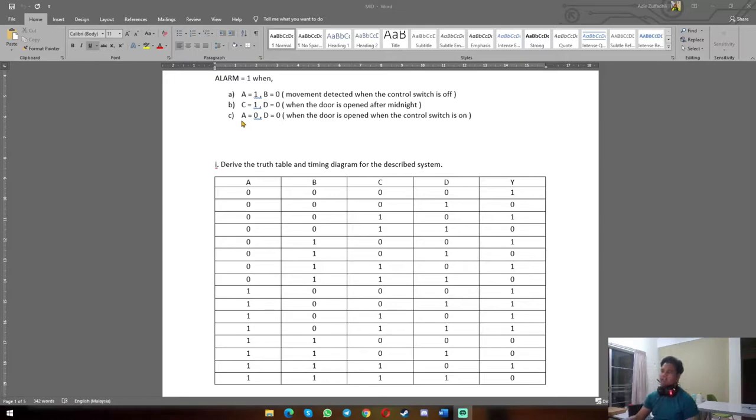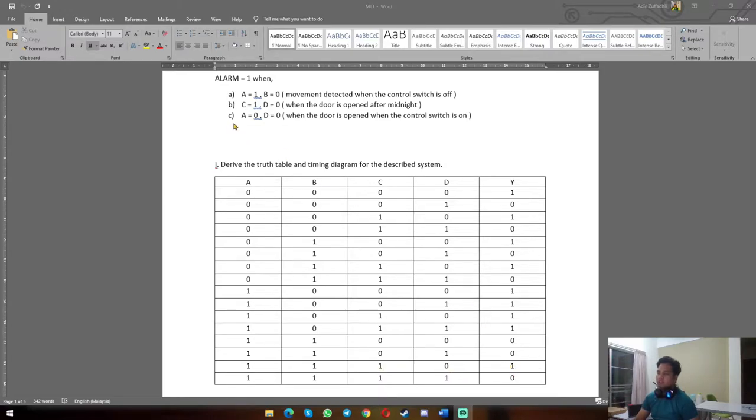So next, the second statement states that C equal to 1 and D equal to 0, which is when the door is open after midnight. So we find C equal to 1 here and D equal to 0. So we get output Y equal to 1. Then 1 and this 1. So there is no output here. Then we find again C equal to 1, D equal to 0. So we get 1 for Y. This also 1, 0, Y equal to 1.